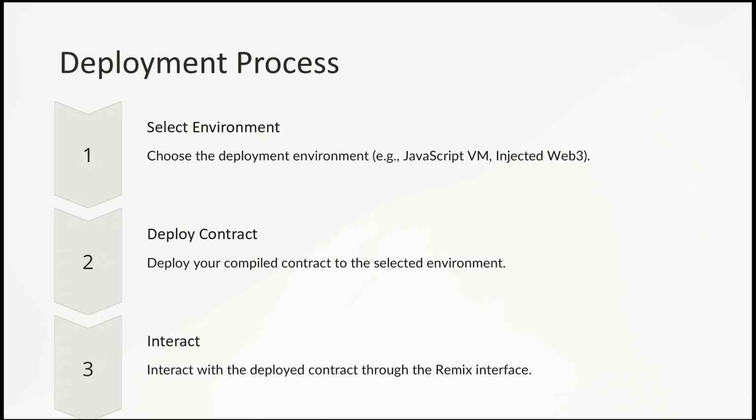To finally deploy your smart contract, you need to select the environment you want to deploy it on. Deploy your compiled contract to the selected environment. You can now interact with the deployed contract through the Remix interface.